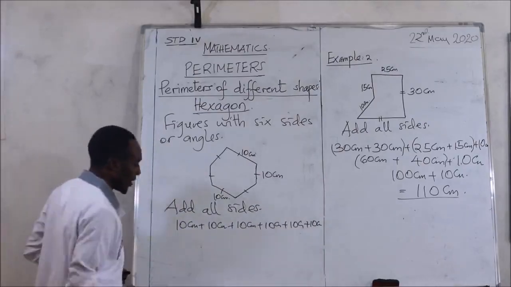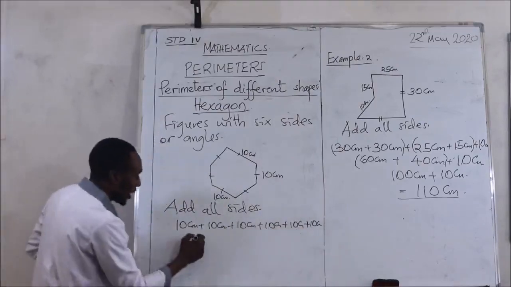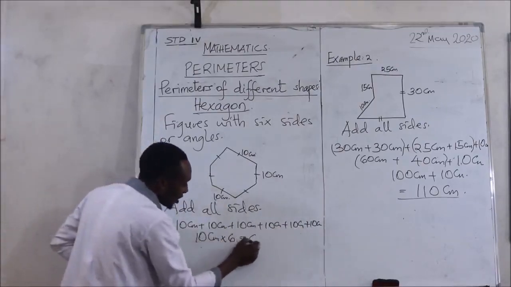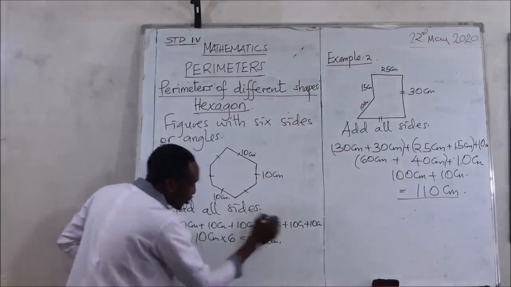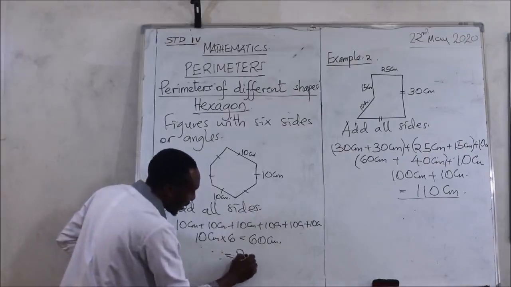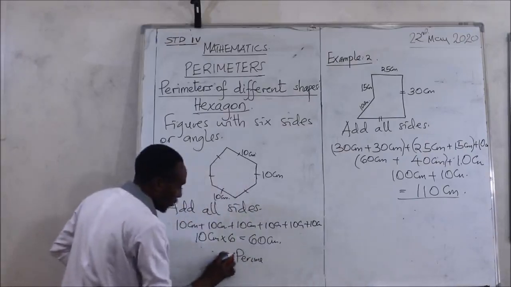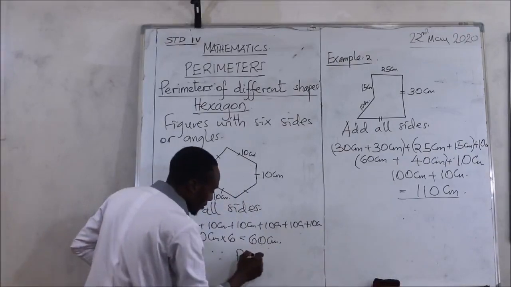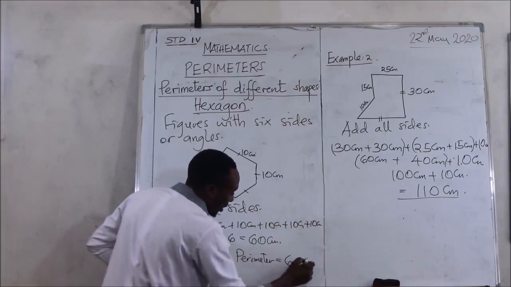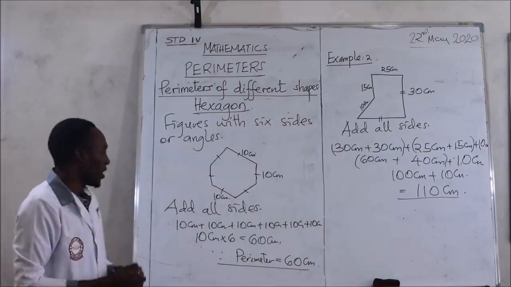So let's add together. 10 centimeter times 6, you will get 60 centimeter. Therefore the perimeter equals 60 centimeter. This will be your answer. So it's not hard.